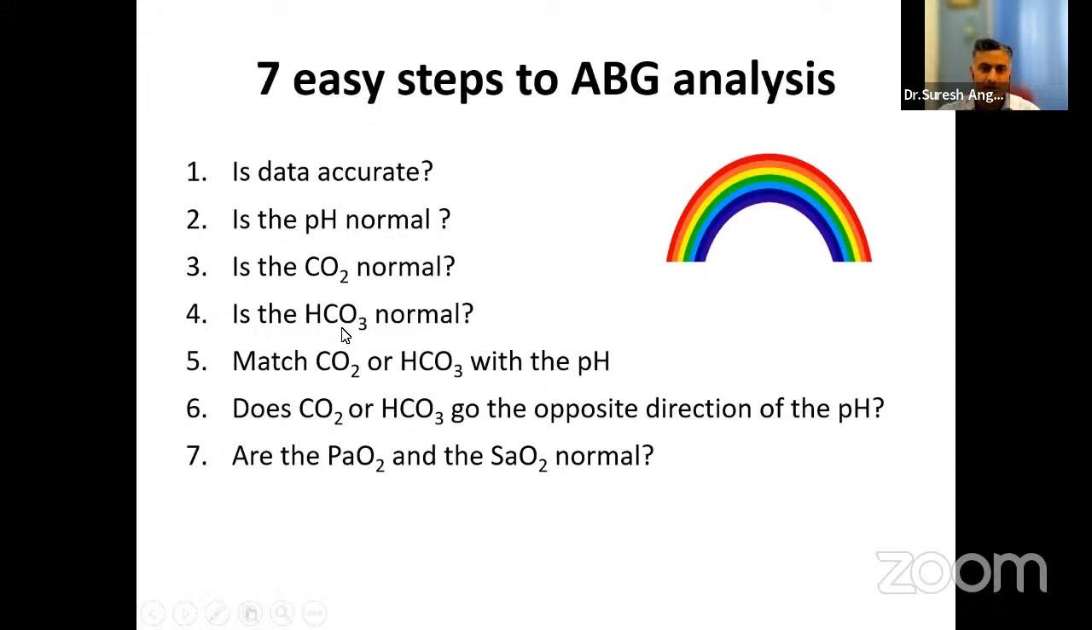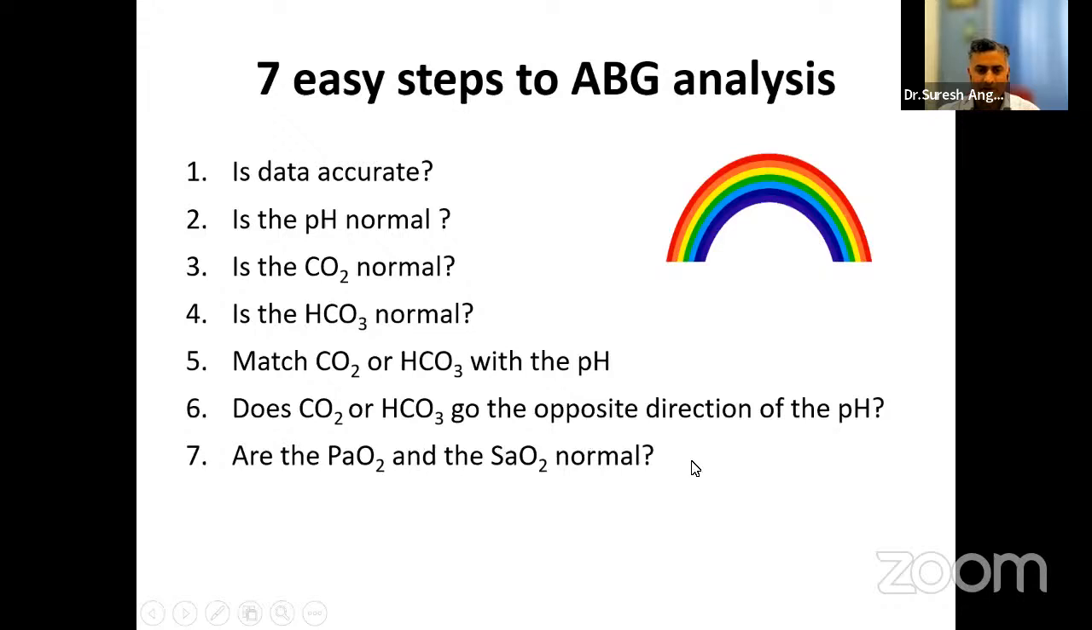So we have to see, if pH is abnormal, what is the primary cause of it, whether it is abnormality in CO2 or abnormality in bicarbonate, which is causing the abnormal pH. And then we have to see whether carbon dioxide or bicarbonate is matching with the pH. And the next step is, do CO2 and bicarbonate go in the opposite direction of the pH? So we'll see all these steps in the next slides.